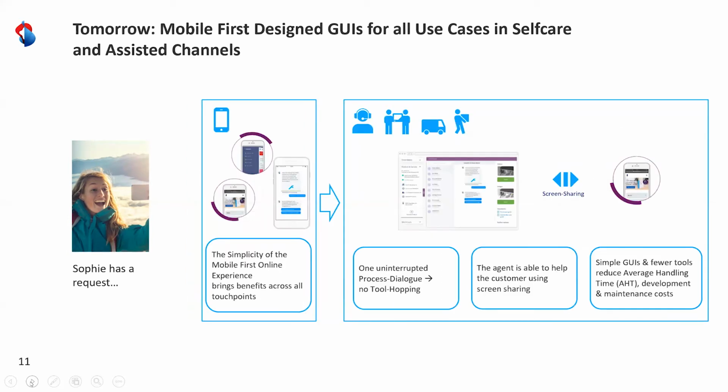With My Swisscom, we created a new experience with a mobile-first designed GUI for all use cases in self-care and assisted channels. So if Sophie accesses My Swisscom, she has a seamless and easy to use mobile-first experience to manage her existing services and also buy new products. The same experience also brings benefits to all other channels. So they can use the new services in a centralized web application and like this deliver omni-channel support to our customers. The benefits for Sophie and our channel employees are an easy to use and convergent application experience.